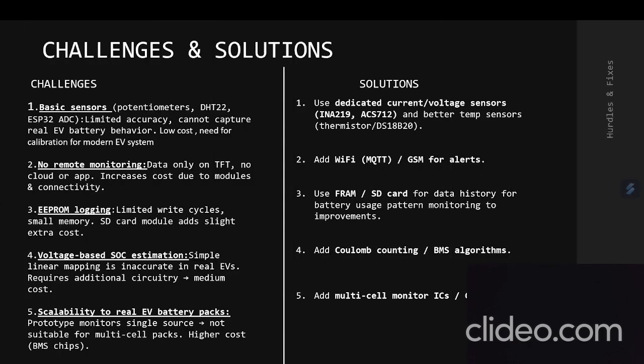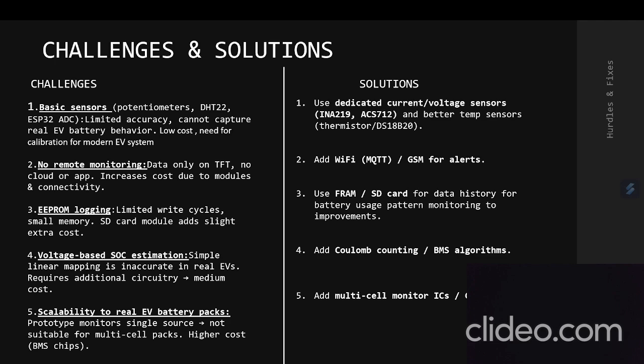So in the next slide, we have given the challenges and solutions. The basic challenges that we faced while building this project are limited accuracy, and that it cannot capture real-time battery behavior as no battery is present in the simulator. So there is a problem of how this battery will behave in the practical field. Then no remote monitoring, data only on the TFT, and no cloud app is given.